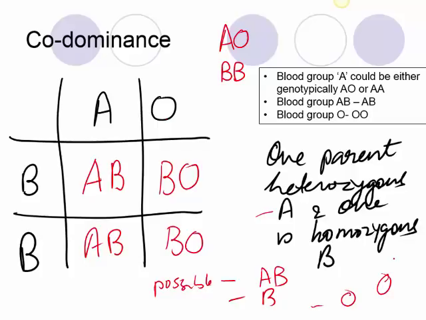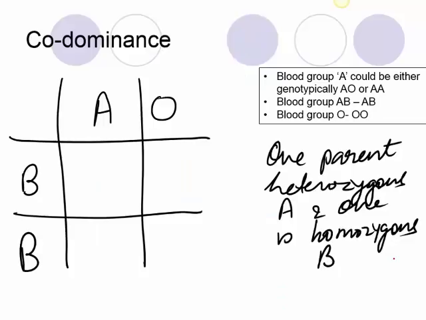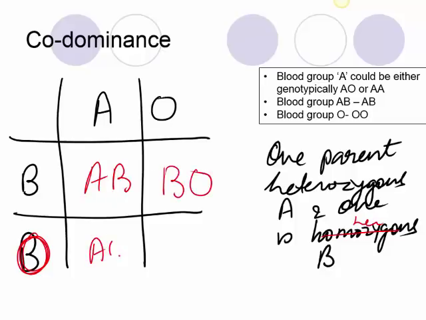Yes. Now let's take another situation, if both parents are heterozygous. So this one is also heterozygous. So this here is BO. Then they can have: this one becomes AB, this one becomes BO, this one becomes AO, and this becomes O. So you have to work out the permutations and combinations based on the genotype of the parents, not the phenotype. You have to know the genotype.